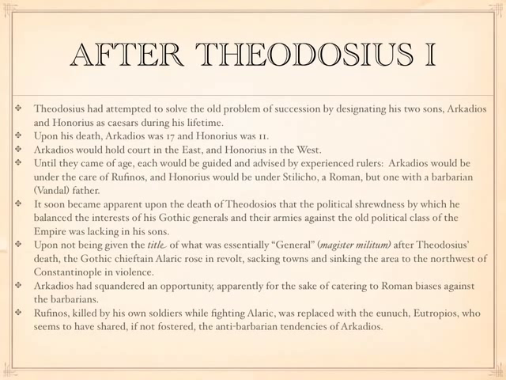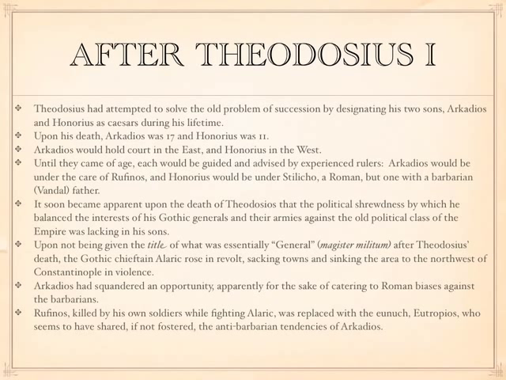Rufinus, who was, of course, Arcadius's advisor, the guy designated by Theodosius to make sure that Arcadius basically didn't screw up as emperor, was killed by his own soldiers while fighting Alaric, and this happened within months after the death of Theodosius. So Arcadius did not have the benefit of Rufinus's insight, or his father's choice for an advisor, for more than a few months.